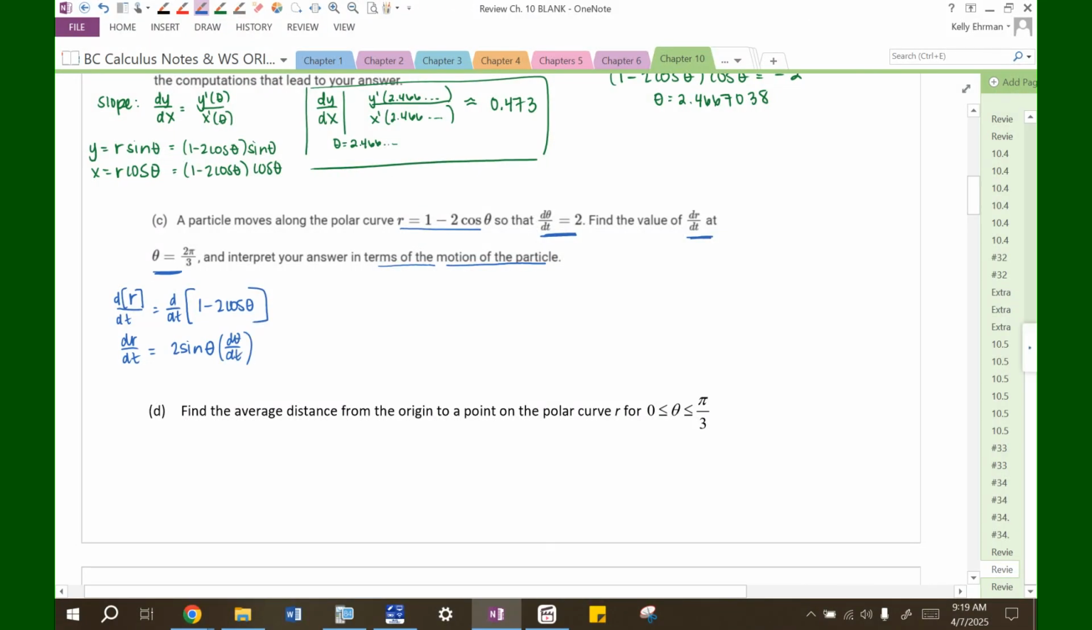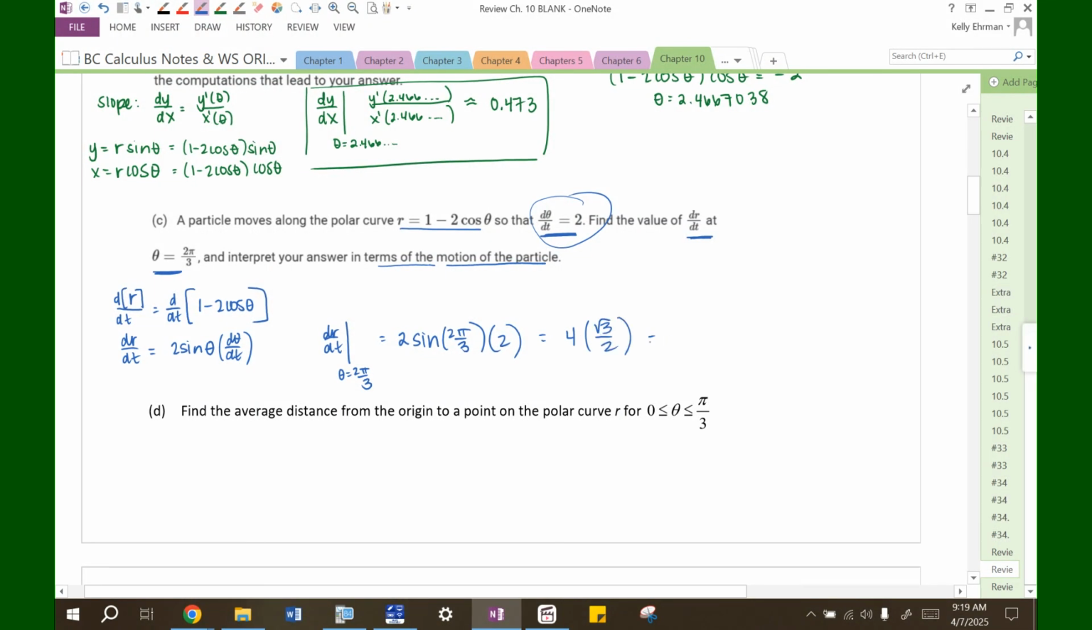So this is a related rates problem. It tells me d theta dt equals 2. And we want to find dr dt at theta equals 2 pi over 3. It should equal 2 times the sine of 2 pi over 3 times d theta dt, which is 2 no matter what. So it's 4 times sine of 2 pi over 3, which is radical 3 over 2.